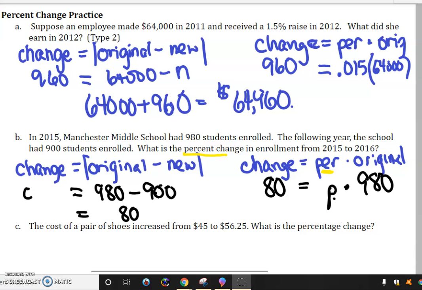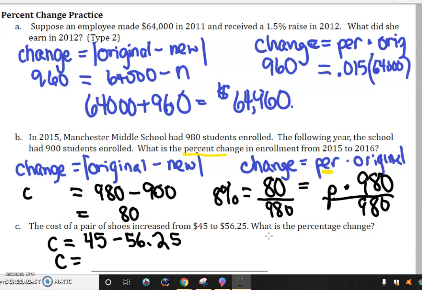And so 80 is the change that goes in my percent equation. The other number in the percent equation is the original. So I have to go back to the previous enrollment, the 980 students that came first in 2015, rather than the number from 2016, because I want the older number. To solve this, because the variable is being multiplied by 980, I'm going to divide. So I divide 80 by 980, and I get that to be about 8%. It's a long decimal, but it rounds to 8%. So there's an example where you're finding percent change.